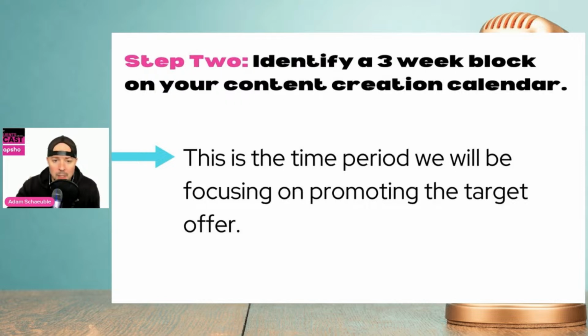Now, step number 2, I want you to identify a 3-week content block on your content creation calendar. We're going to spend 3 weeks putting out appetizers for the offer that you want to directly sell to your audience. 3 weeks is a sweet spot. Maybe you could try 2, you could try 4, 5. I've gone as long as 6 weeks. 3 weeks seems to be more often than not the amount of time that works the best, and it's efficient for your content creation schedule. So with that one, we are only going to be focusing on promoting your target offer. That's a very important concept to understand.